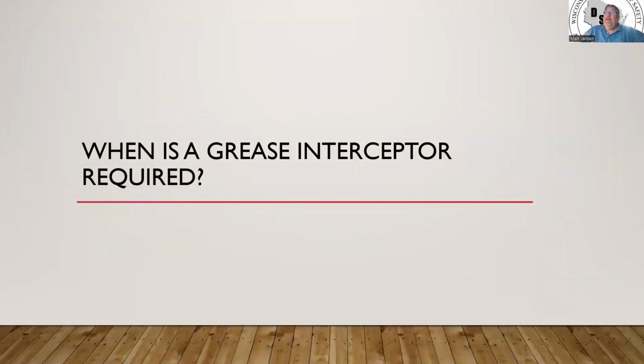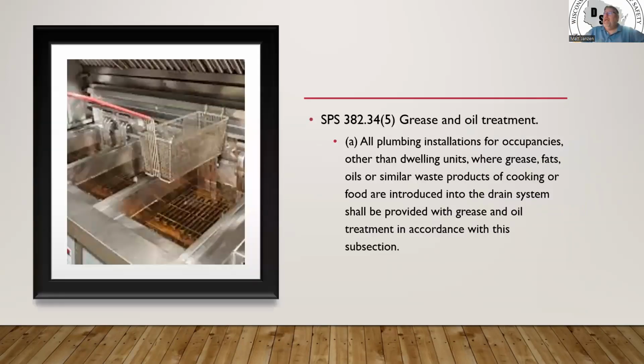But next question we have, when is a grease interceptor required? Well, a very generic answer for that is under 382.34 parent 5, grease and oil treatment. All plumbing installations for occupancies other than dwelling units or other than residential, where grease, fats, oils, or similar waste products or cooking food are introduced into the drain system, need to have a grease trap, basically, or grease and oil treatment. So grease separator, grease trap.